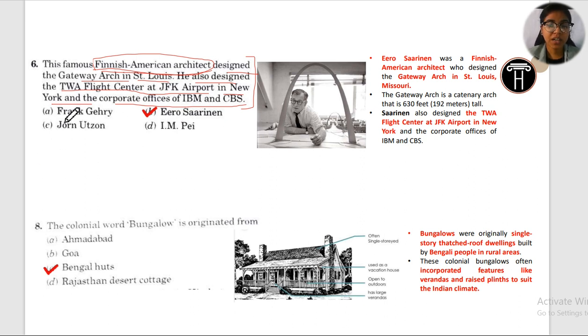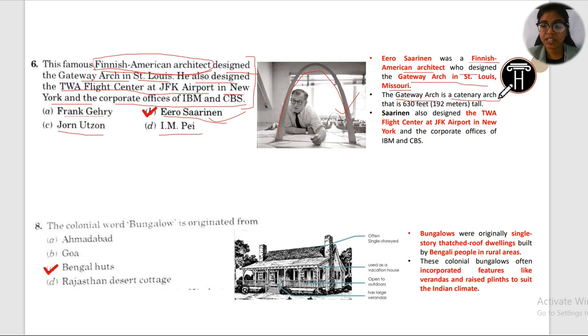So the options given are Frank Gehry, Eero Saarinen, third you have Jørn Utzon, then we have I.M. Pei. So the correct answer is Eero Saarinen. You can see his famous work, the Gateway Arch. This is in St. Louis. This is actually a model. So he was a Finnish American architect who designed the Gateway Arch in St. Louis, Missouri.